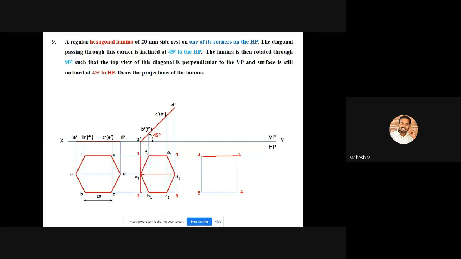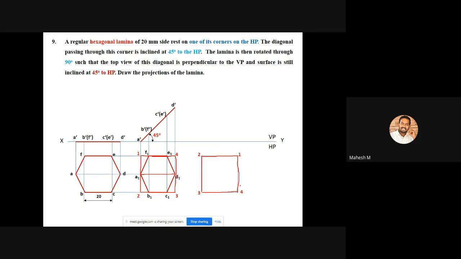So next you can create this 2 to 3 line. Here it is horizontal, so you can convert this as vertical. And next, 3 to 4 line is a vertical line here, so you can convert this 3 to 4 line as a horizontal line, and you can create this 4 to 1 line. So here it is horizontal, so you can convert it as vertical.